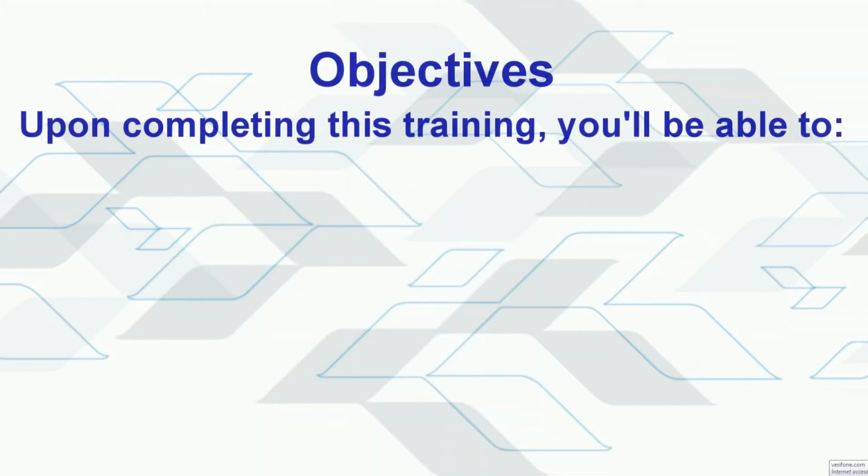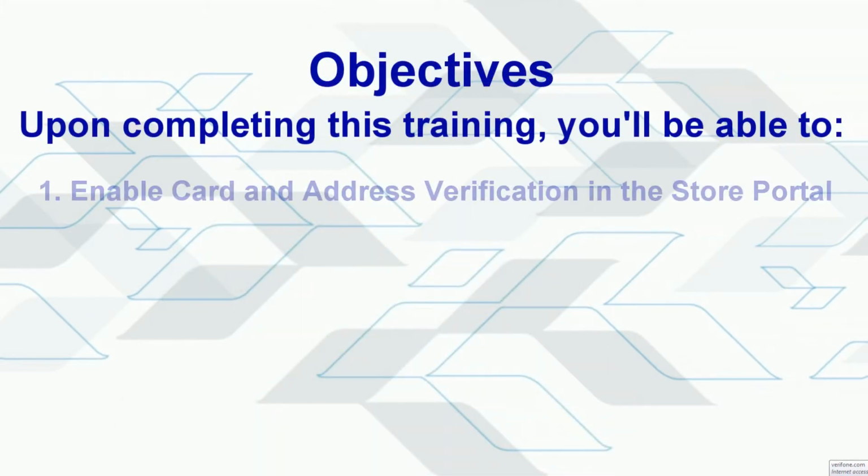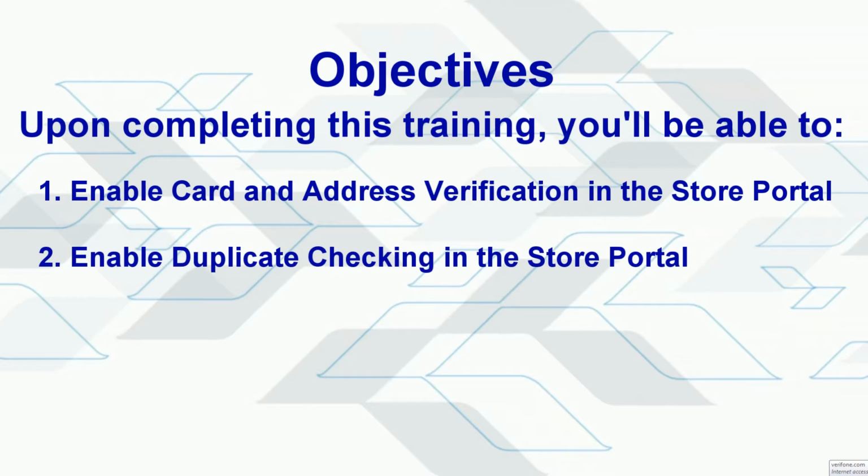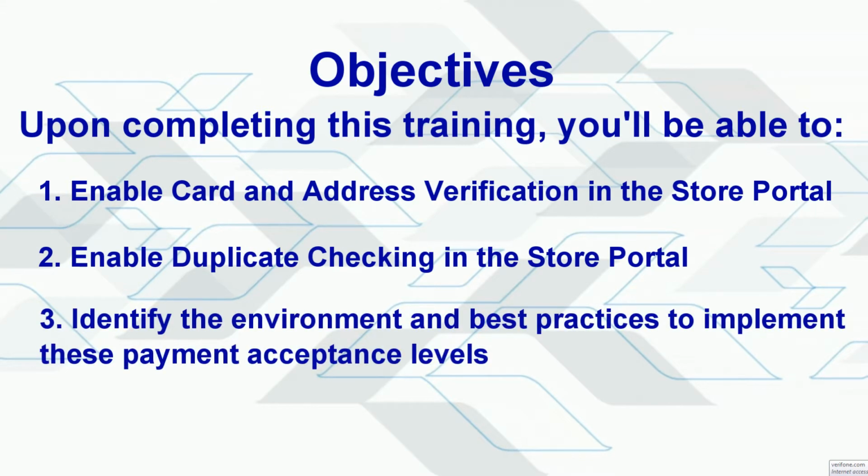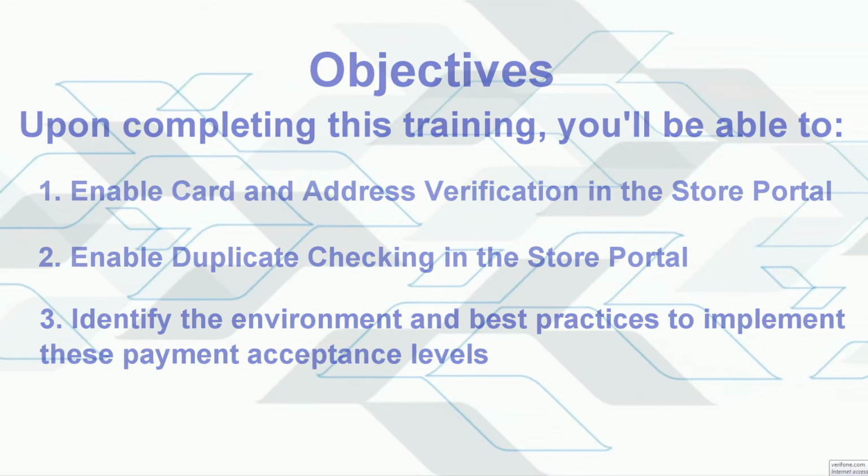So let's go ahead and get started talking about today's objectives. Upon completing this training video, you'll be able to enable card and address verification values in the store portal. You'll also be able to enable duplicate checking in the store portal and identify the environment and the best practices to implement these payment acceptance levels. Let's go ahead and start off by talking about why we use card and address verification.